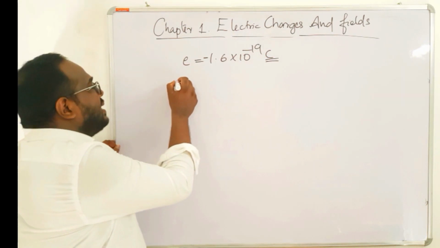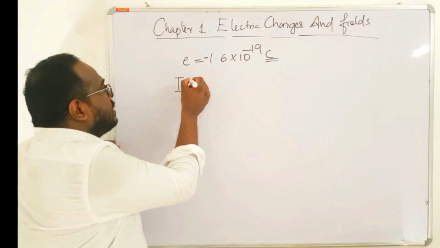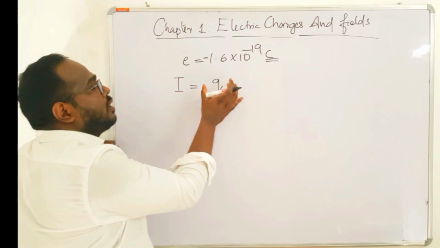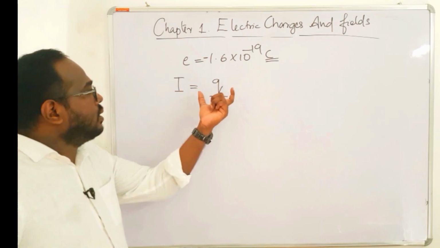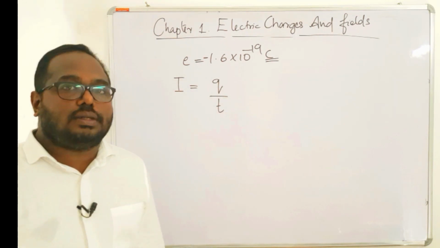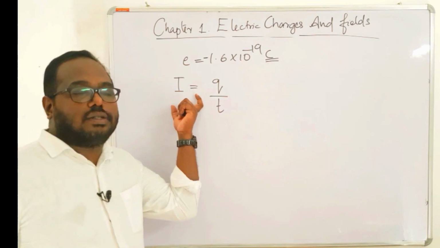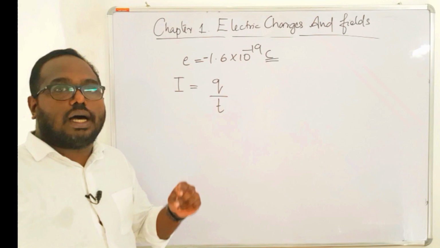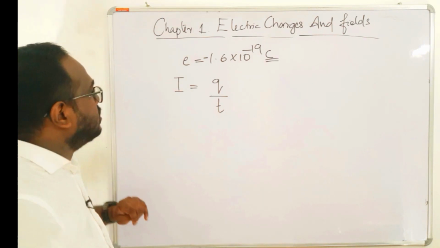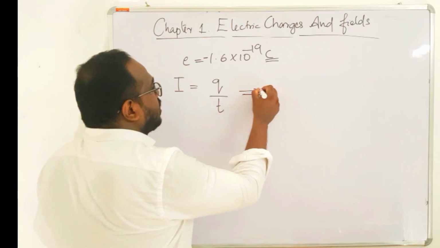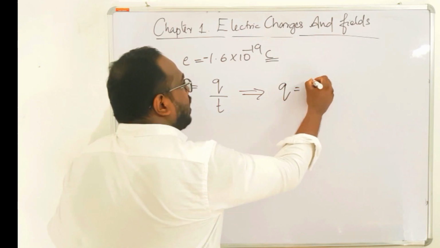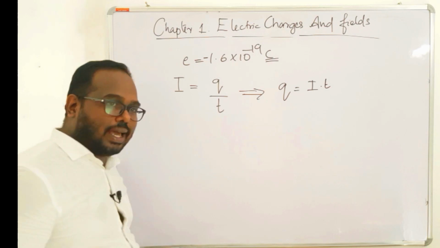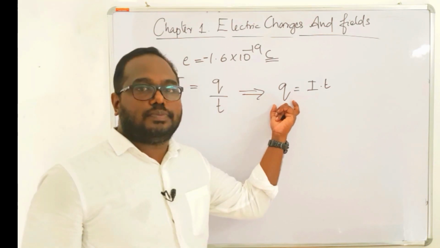You have studied in 10th grade that current is equal to charge by time, right? Charge is denoted with the letter Q. Q by T. Remember that equation? This we will study in current electricity. Charge per unit time is current. Charge flowing per time is current. So from this equation, you can write Q is equal to I into T. Correct? Current multiplied by time is charge.